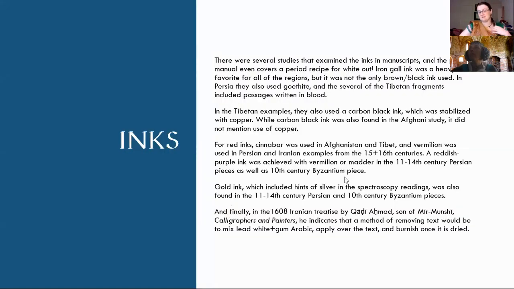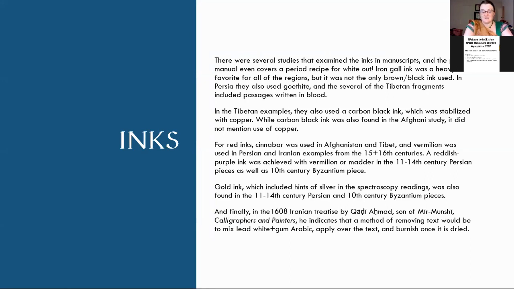My last bit is inks. Like I said, I have not broken out inks yet. Iron gall was popular. There's actually a gurutite ink-based ink in Persia. And then the Tibetan ones I'd mentioned that had the blood involved. For red inks, there's the cinnabar. It was in Afghanistan and Tibet. Vermilion was used frequently. There's a reddish purple ink that was vermilion with madder. And there's also gold ink that was often used with shell gold. And then, like I'd mentioned, carbon-based black was predominantly used.